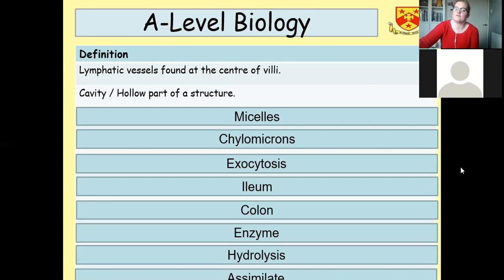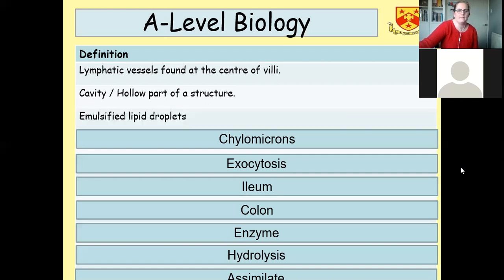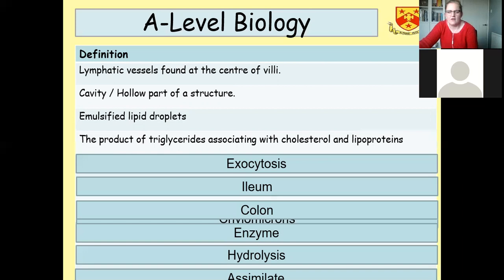Micelles. Micelles is something we've come across before. Micelles are our emulsified lipid droplets. So when our lipids are emulsified, they turn into these droplets that are in a circular spherical shape, and we make a micelle. Now, we won't have come across this before, which is chylomicrons. Now, chylomicrons, these are the products of triglycerides, and this is when they associate with cholesterol and lipoproteins.